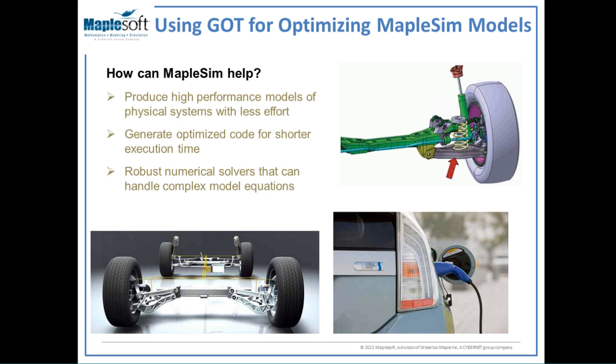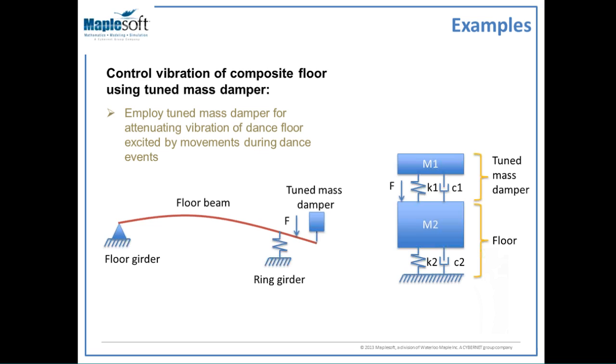This is very important for any optimization process, because an optimization process usually requires a very fast model in order to put it in an optimizer that can run thousands or hundreds of thousands of iterations. To further speed up the simulation, MapleSim also has a very robust numerical solver that can handle very complex model equations. So in order to understand how we can use the Maple Optimization Toolboxes to optimize models in MapleSim, let's start with a very simple example.